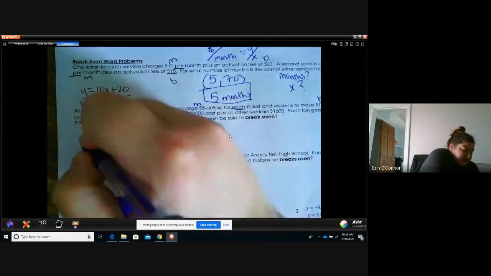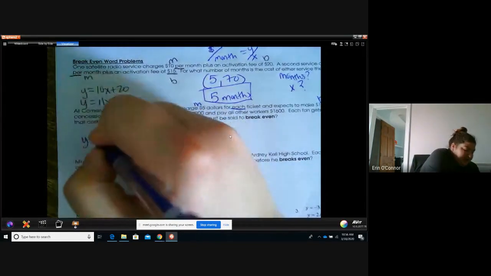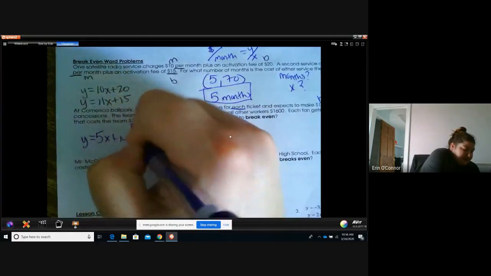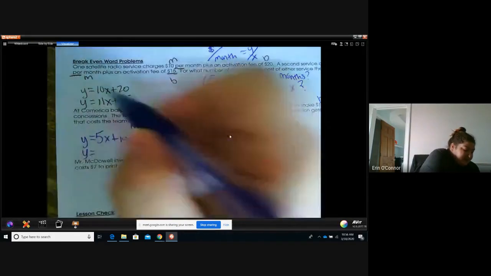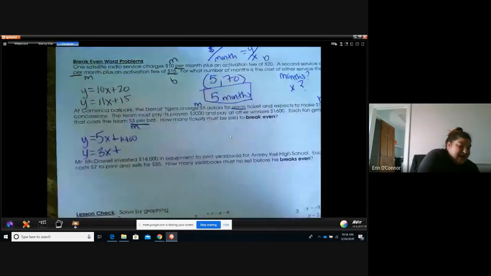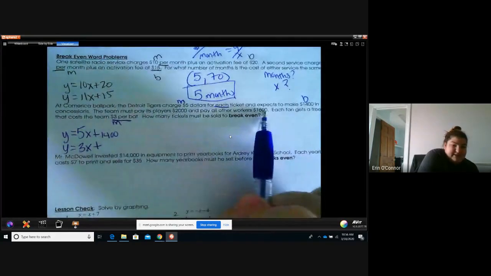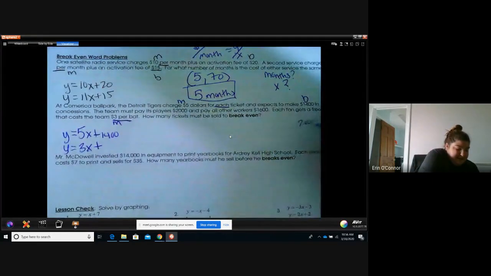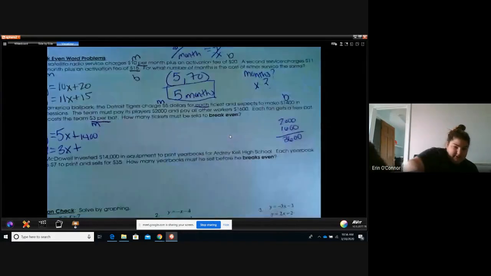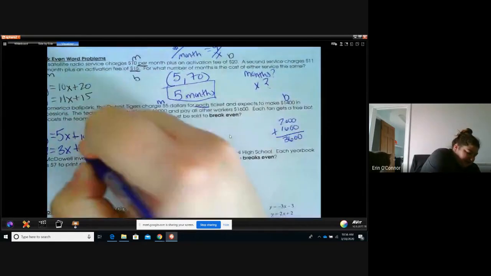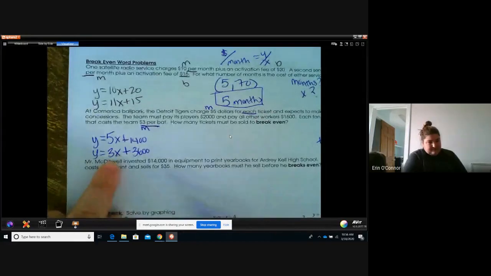So the first equation is very simple. It's y equals 5 for each ticket, x, plus $1,400 in concessions. Now the second equation: they pay $3 per bat, 3x, plus how much they have to pay the players and workers. So $2,000 plus $1,600, that's how much they pay their employees, gives me $3,600 if we add them. So that's how much the employees are paid, plus $3 per bat.